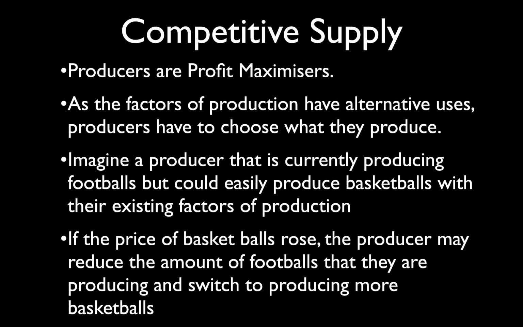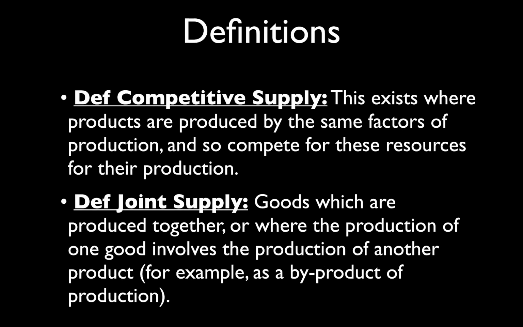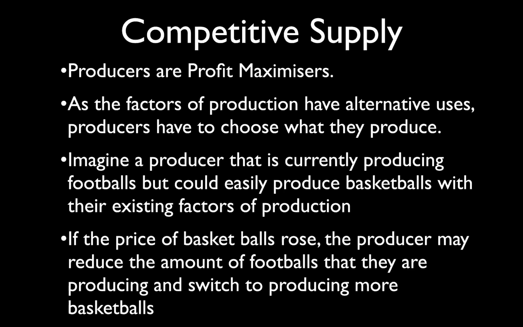Now, let's think about this. So we're talking about competitive supply. So let's go back again just to remind ourselves. When the same factors of production, right, can be used to produce two separate products or more, and therefore they compete for these resources for their production. Now, think about this, and this is potentially the first time I've said it, but it is 100% true. One of the assumptions we make, at least about perfectly competitive firms or competitive firms that operate in competitive markets, which we're talking about now, is that they're profit maximizers.